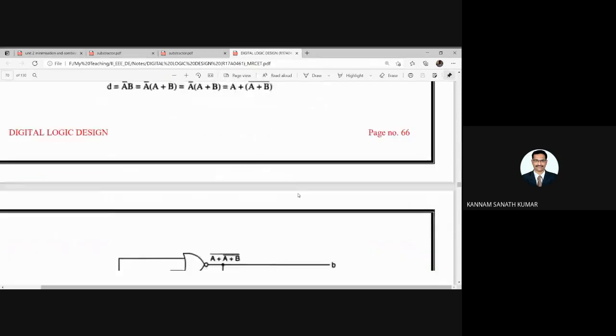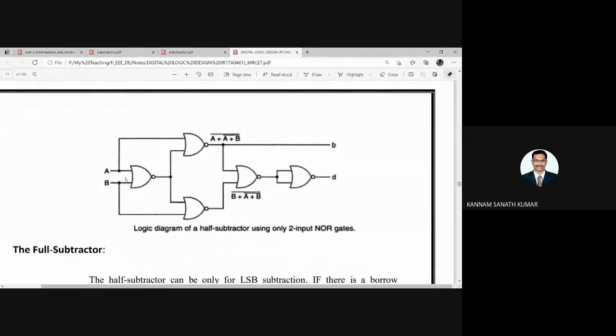If you see here, A and B is given through one NOR gate. So what you are getting? A plus B whole bar. The output of this NOR gate is given to one more NOR gate, and you are getting A plus B whole bar whole bar. Again this output of the NOR gate is given to one more NOR gate, and another input is B. You are getting B plus A plus B whole bar whole bar.